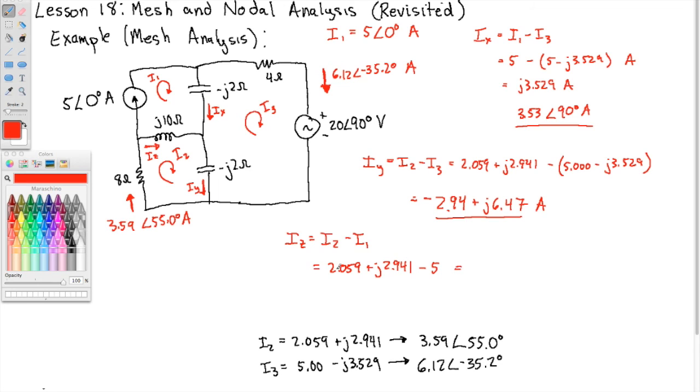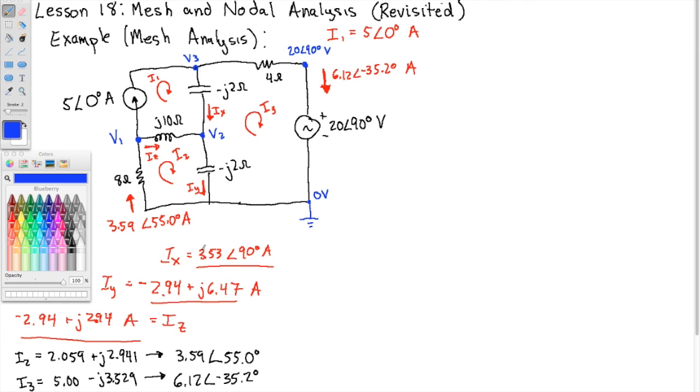All right, so the real part's 2.059, right? Minus 5 just gives us the minus 2.94. We'll just keep three significant digits, plus J2.94 amps. And if I wanted to, I could convert that to a polar form. But you see now I've got all of the currents.